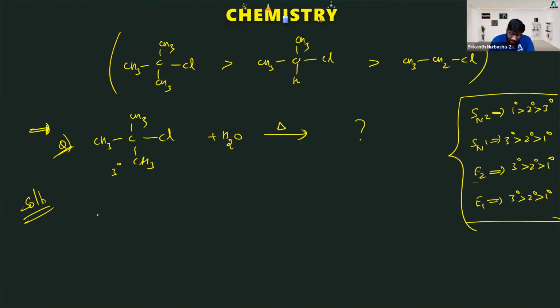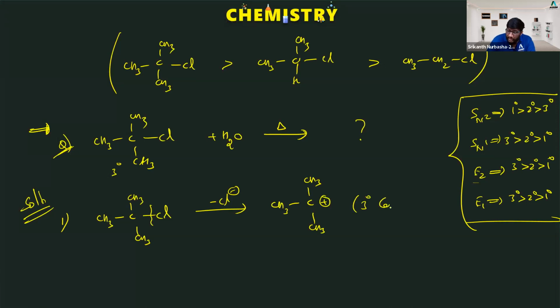So for the tertiary alkyl halide, step 1: (CH3)3C-Cl undergoes loss of the carbon-chlorine bond. Loss of chloride ion leads to the formation of (CH3)3C with a positive charge. This is nothing but a 3 degree carbocation.